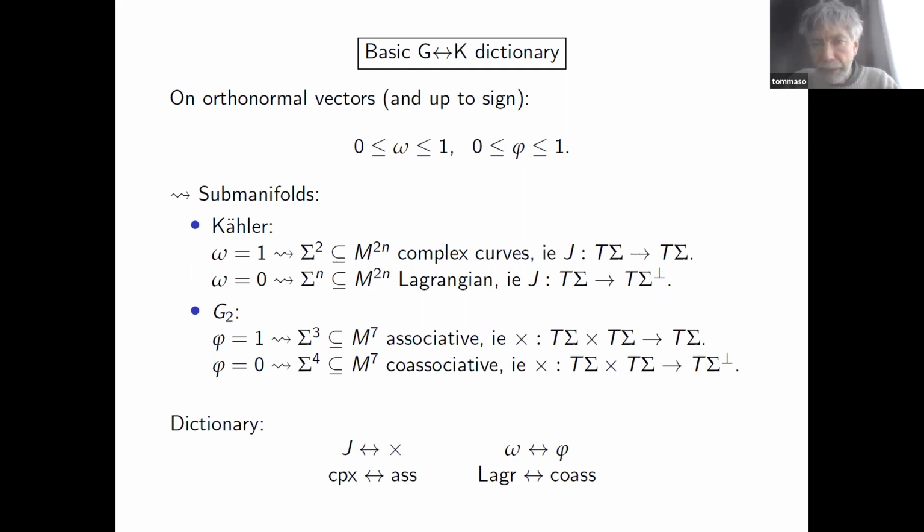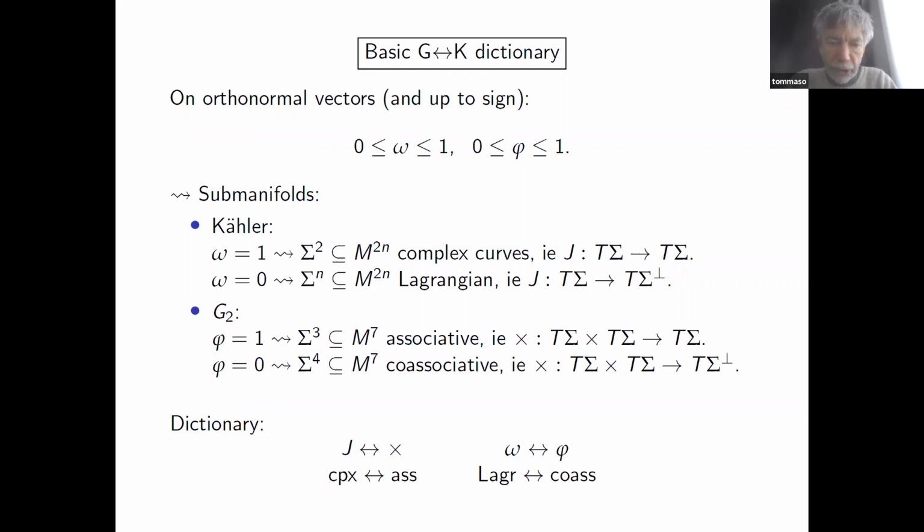And all of these submanifolds can equivalently be defined also using the other algebraic structure, so that, for example, complex curves and associative submanifolds are closed with respect to the algebraic structure, while instead Lagrangian and co-associative are such that when you apply the algebraic structure, you obtain normal vector fields, not tangent vector fields.